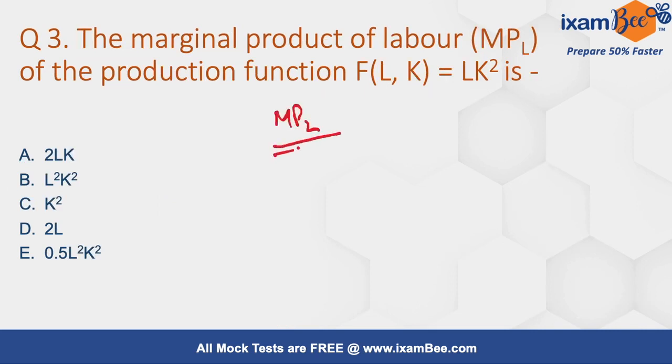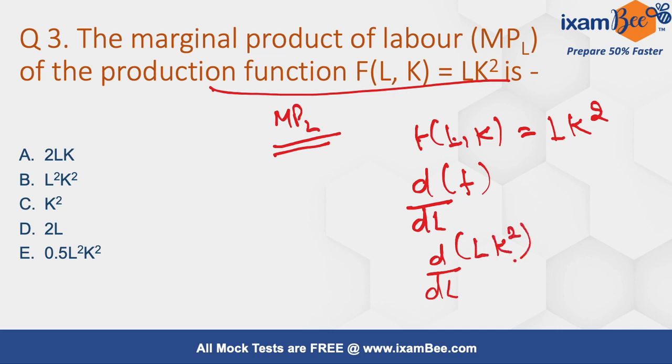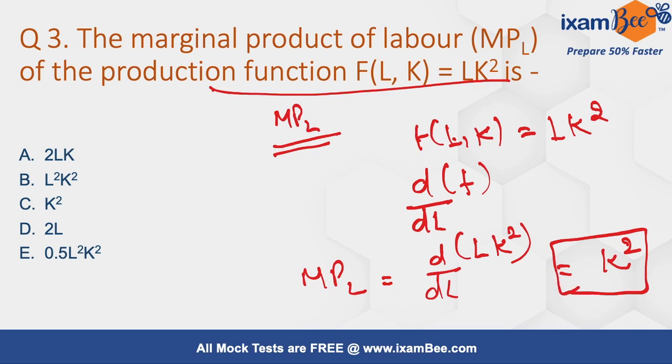Here we have to find the marginal product of labor, and the production function is given to us. The function is given to us as LK square, and we have to find the marginal product. How do we find the marginal product? If we take d/dL of the function, and the function here is LK square, it will become K square. So the marginal product of labor will be equal to K square, right? So C should be the right answer for this question.